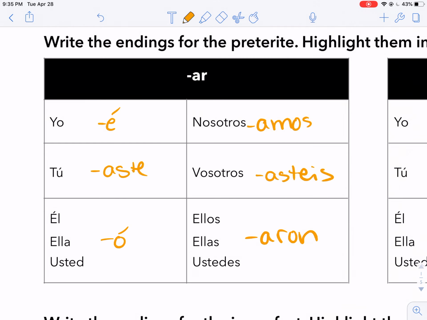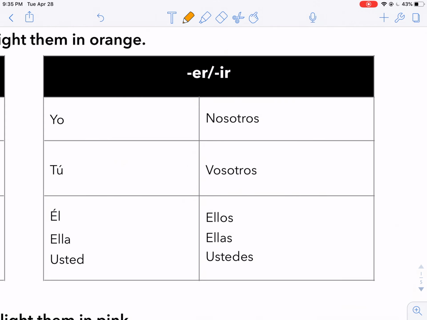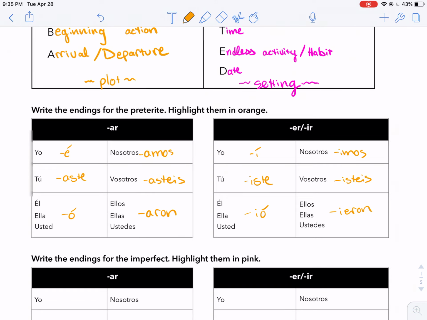The ER and IR endings are very, very similar. We have -í, -iste, -ió, -imos, -isteis, and -ieron. Now remember that there are also irregulars and stem changers in the preterite.